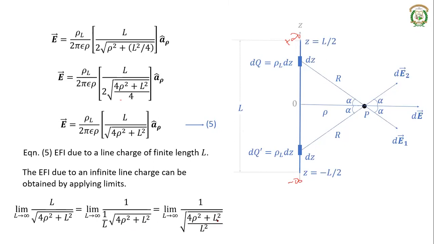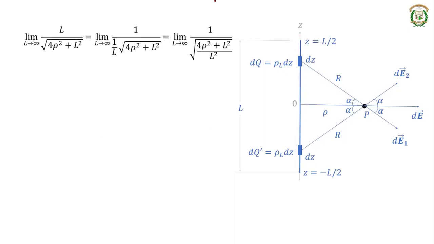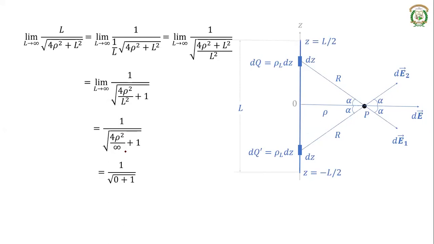Then if I simplify, 4 rho square by L square plus L square by L square. L square by L square is 1, so I'll get this. Now if I apply the limits, L square is infinity. Anything by infinity is 0, right? 0 plus 1 is 1. So 1 divided by root 1 is 1, right? That means if you apply limits to this particular term as L tends to infinity, this term becomes 1.